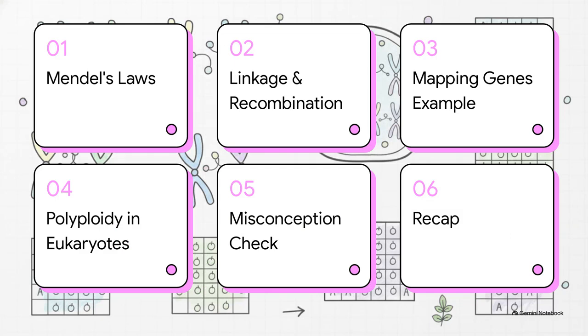Okay, let's dive into this. Here is our roadmap for today, which we can basically call the rules and the exceptions. We'll start with Mendel's laws, explore gene linkage and recombination, and map some genes. Then we'll zoom out to polyploidy, do a quick misconception check, and finish off with a recap. Let's get right to it.